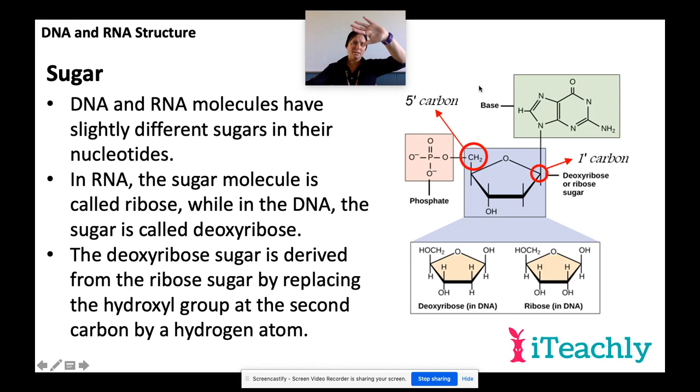So how can we tell if it's right side up or upside down? We actually look at the sugar molecule, and that's going to be important when we get into replication, transcription, and translation, which are processes that we'll look at in this unit. So how do we know what direction these are facing? We actually look at the sugar. Basically, is the nucleotide upside down or right side up? We look at the sugar to be able to do that.